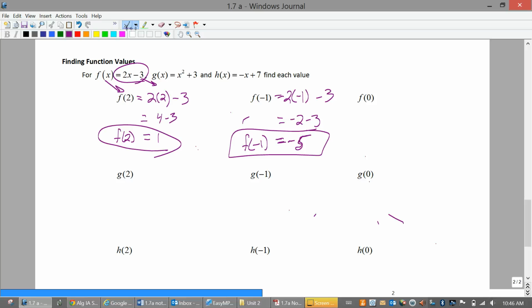Okay, you with me on that? Let's do the third one. Function machine f takes 0, multiplies it by 2, and then subtracts 3. So 2 times 0 is 0, minus 3 is -3. So function machine f takes 0 and turns it into -3. Okay? We say that f of 0 equals -3. We're not going to divide by 0, because that's not what that says. That's not f times 0. That's just f of 0. That's function machine f takes 0 and turns it into -3.